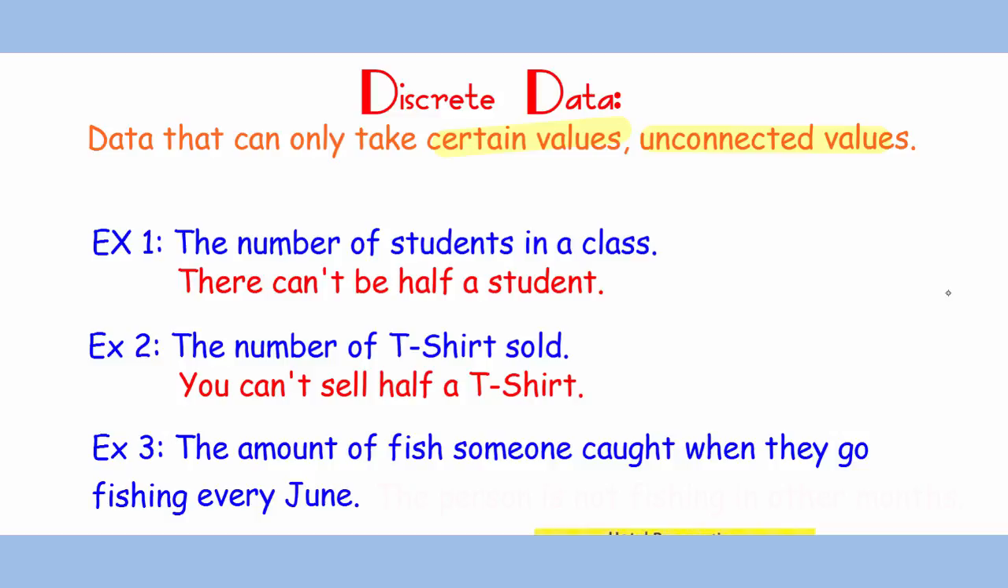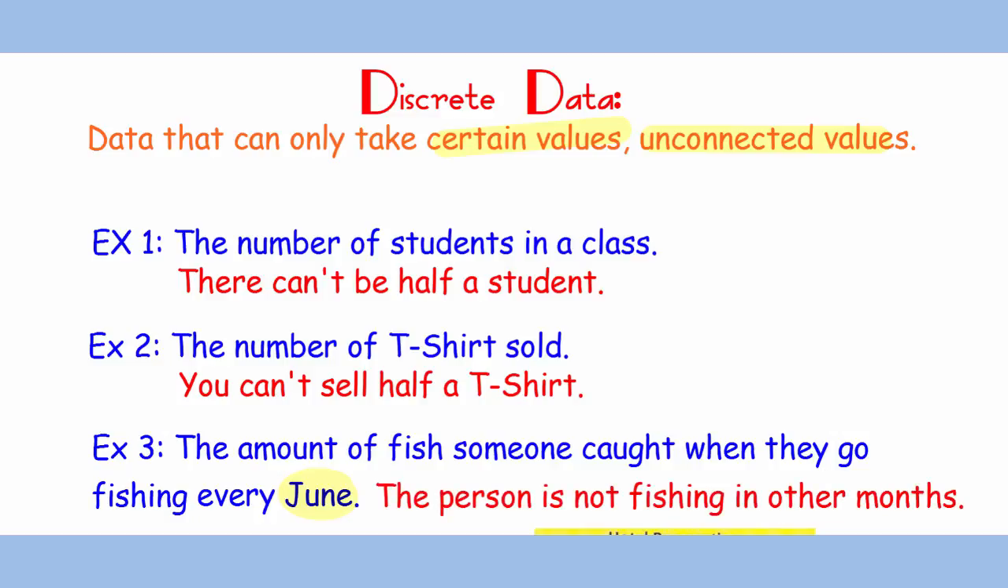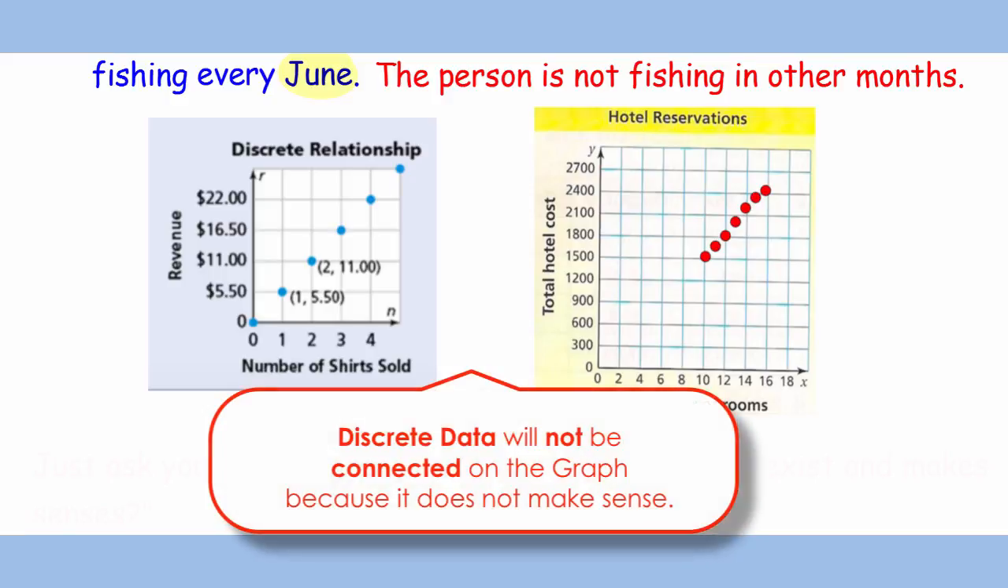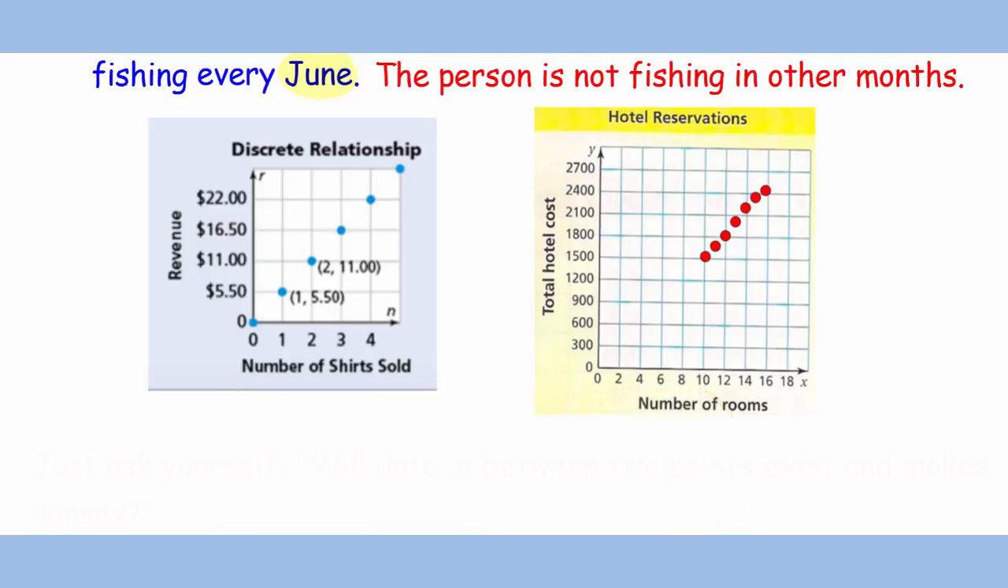Example number 3, the amount of fish someone caught when they go fishing every June. If the person only goes fishing every June and not in other months, it does not make sense to connect the data points to make people believe that the person is going fishing every single moment. So here's how a discrete data set looks. You just graph the points and you don't connect them.